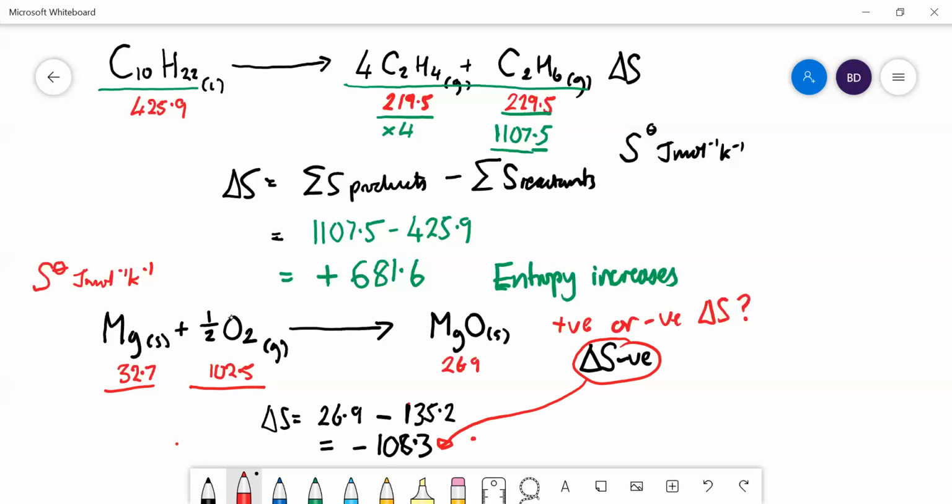Okay, so working out entropy changes of reaction is pretty easy. We'll leave that video there and we'll talk about the importance of entropy in the next one.